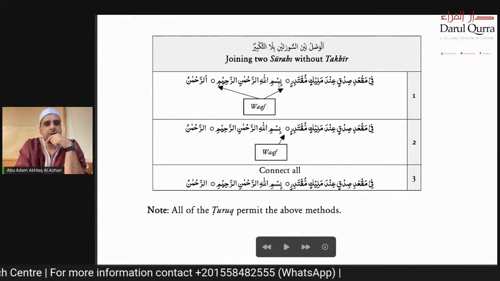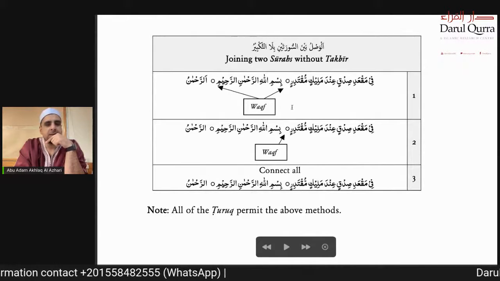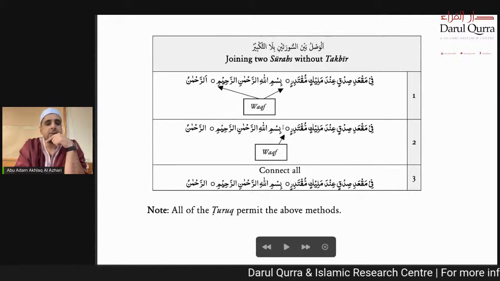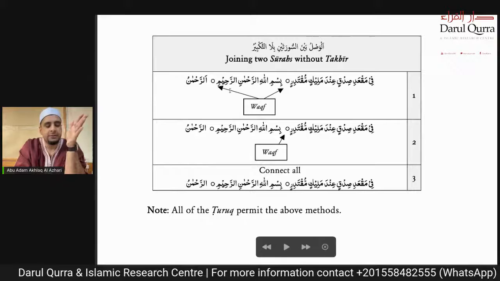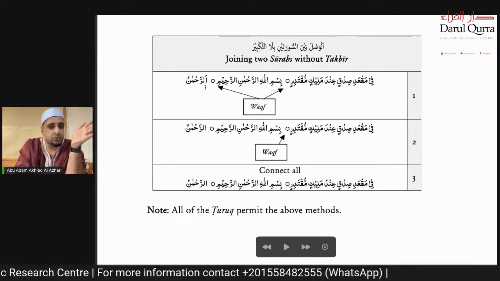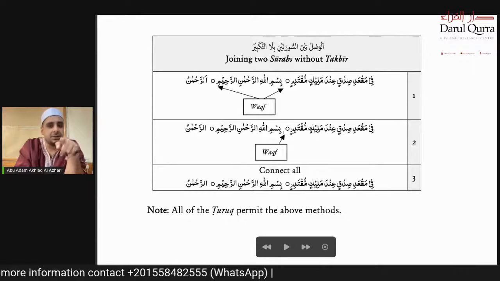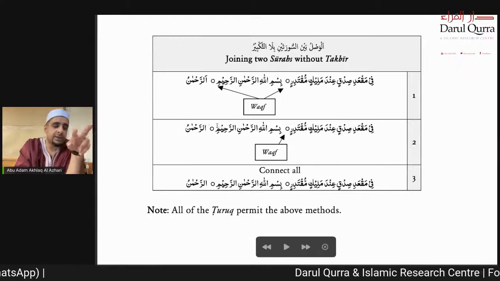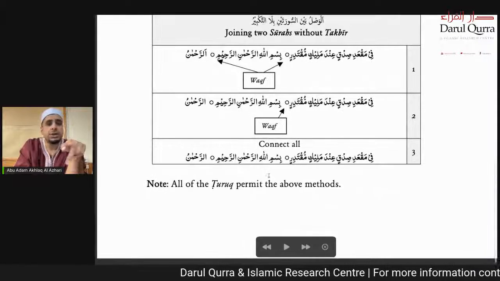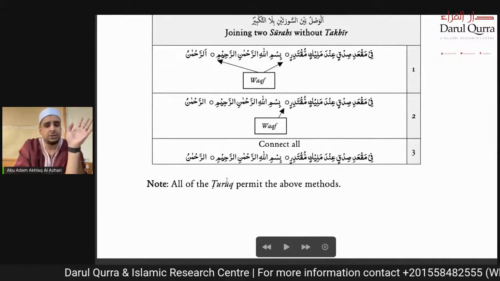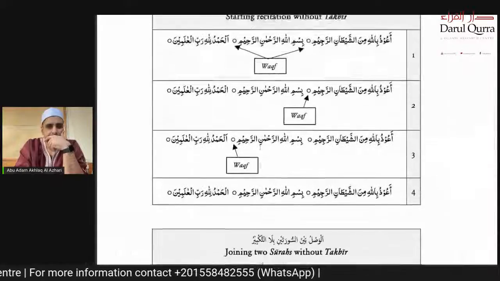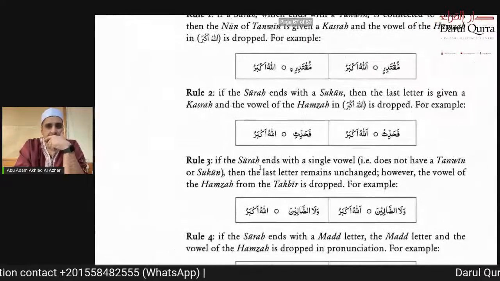Either you're going to do wasl al-kul, wasl here, wasl here. Or you're going to do fasl al-awwal. Fasl means to divide. So either you're going to do fasl al-kul, or you're going to do fasl al-awwal, break the first, wasl al-thani. Wasl means joining, you're going to join the second. Or you're going to connect all of them, wasl al-kul. There are only three scenarios.